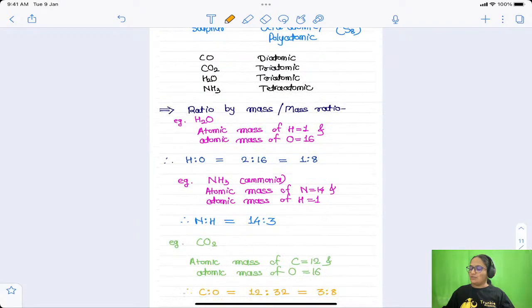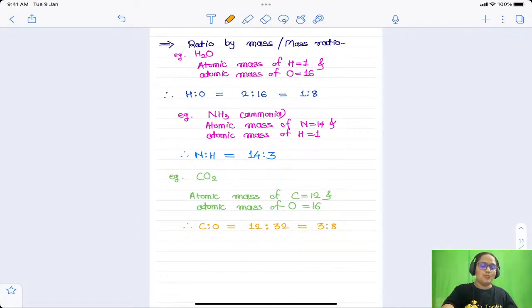So just take a screenshot of this page. Now this ratio by mass we are going to use further to find out the simple ratio of atoms present in the molecule. Take a screenshot. I hope you understood how to find out the ratio. You just have to write down the masses and simplify the ratio. That is called ratio by mass or mass ratio. Now this calculation of mass ratio will be useful for another type of questions which we are going to discuss in the next class.